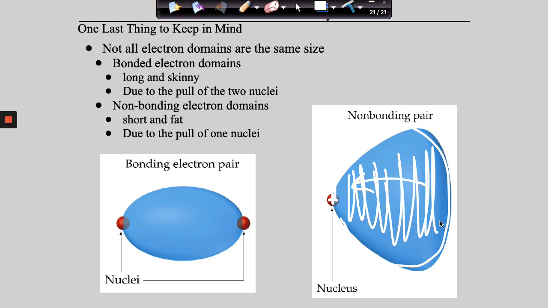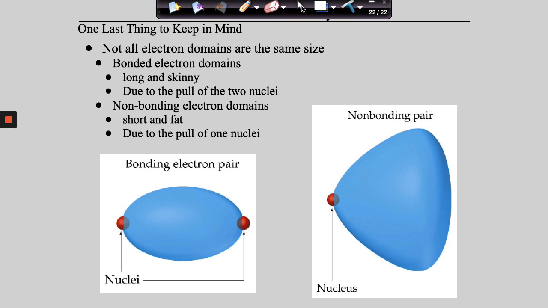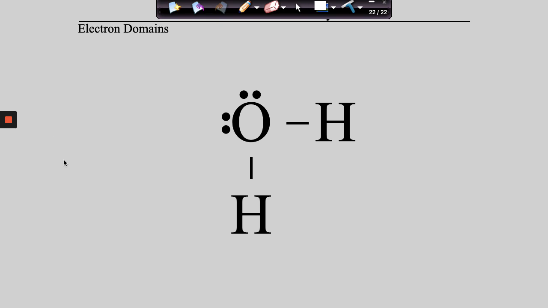Okay, so now you're looking at this and you're going, okay, I understand that bonding domains are long and thin and that non-bonding domains are short and fat, but what does that have to do with molecules? Well, guys, let's look at a molecule, for example, a water molecule. As we learned before, this has 2 bonding domains and 2 non-bonding domains. In the last homework, we called them shared and lone pairs, but in this case, we're going to use the new term.